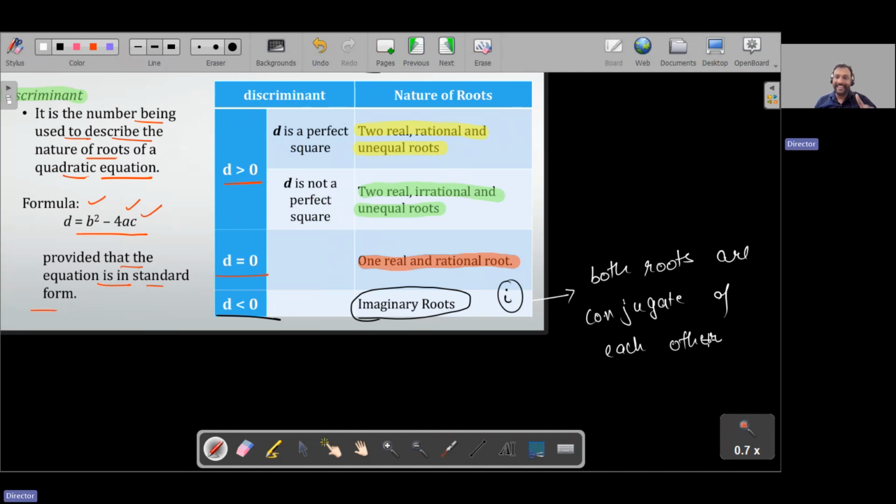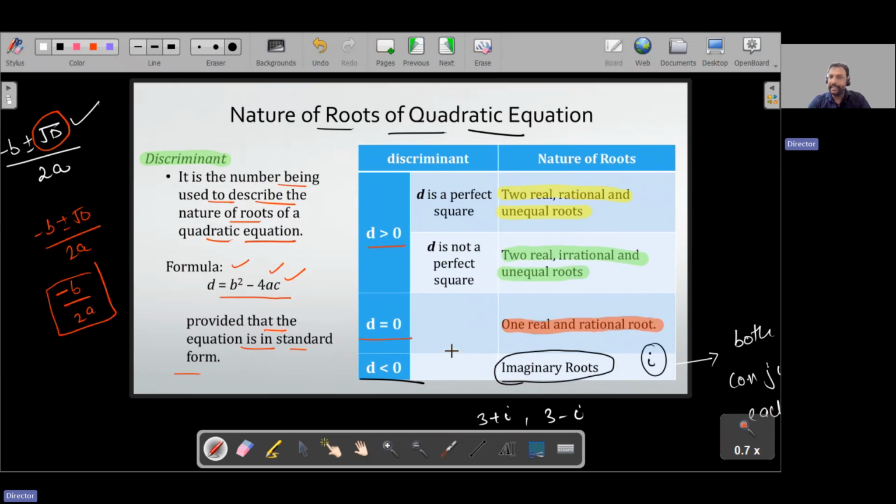Great. Right. Yes. Absolutely correct. If one root is 3 plus iota, the other root will be 3 minus iota. Both the roots will be conjugate of each other. Right. I hope this is clear.